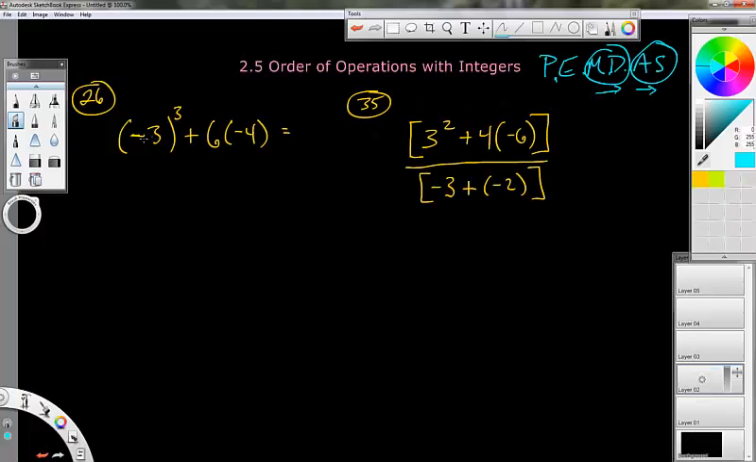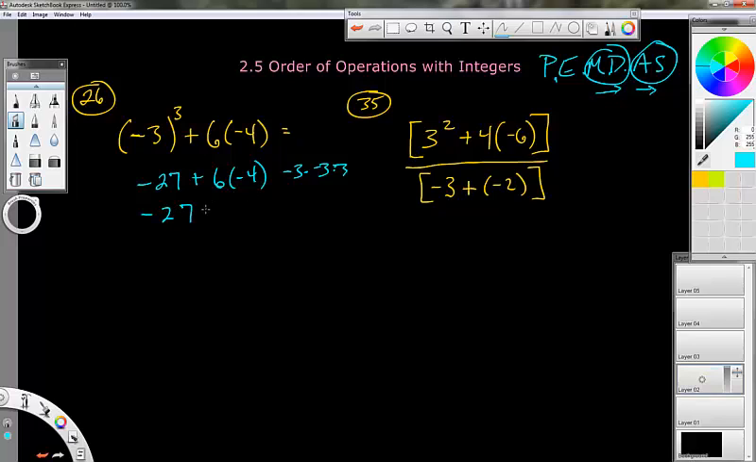And we would do -3 cubed. So that's going to be, if we do it right over here, I guess, -3 times -3 times -3. 3 negatives would be an odd number of negative signs, which will make a negative answer. So this is going to be -27 plus 6 times -4. You don't want to skip steps here.